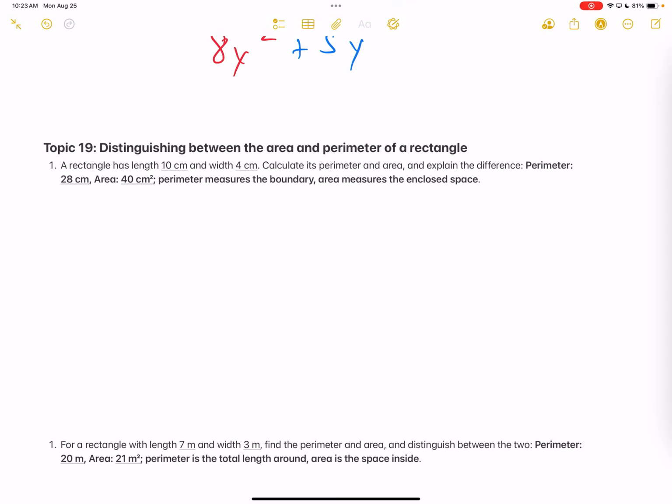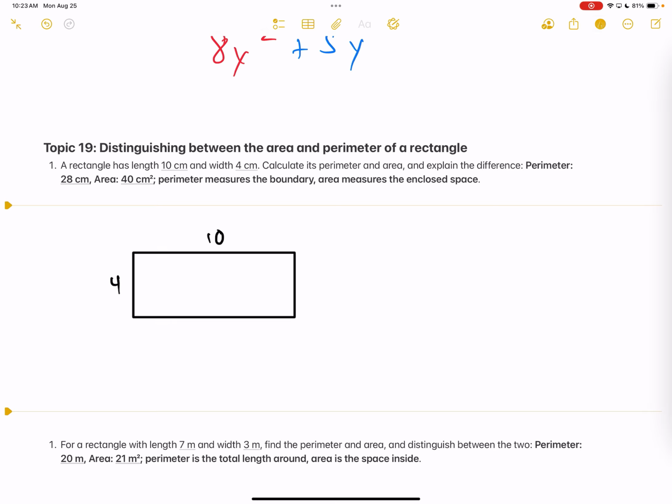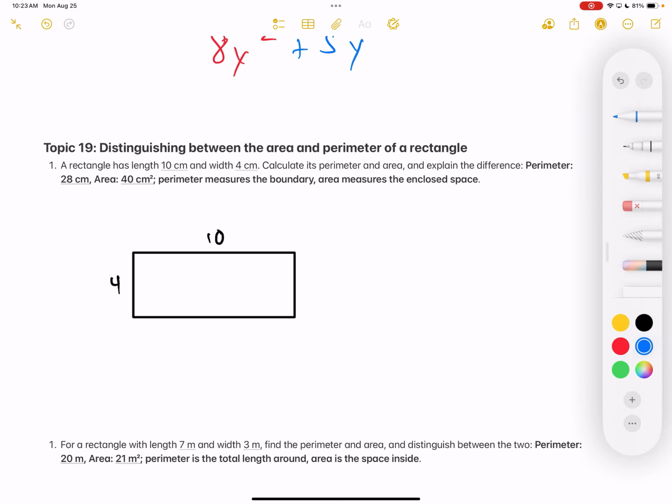Distinguish between perimeter of a rectangle and area. I mean, we kind of already did both of these, but a rectangle with a length of 10 and a width of 4. So the perimeter of this would be 10 plus 4 plus 10 plus 4, right? Because I got 10 down here and 4 over here. So my perimeter is 28.